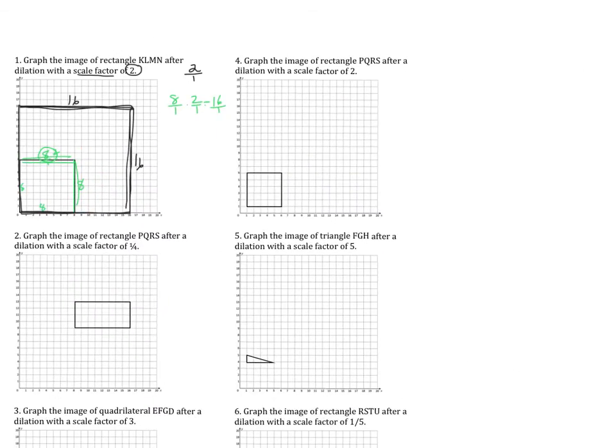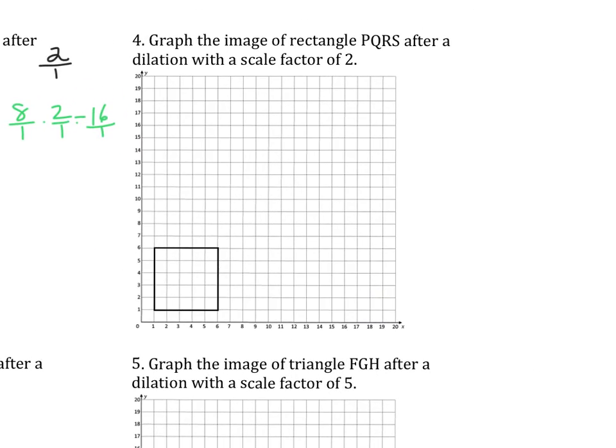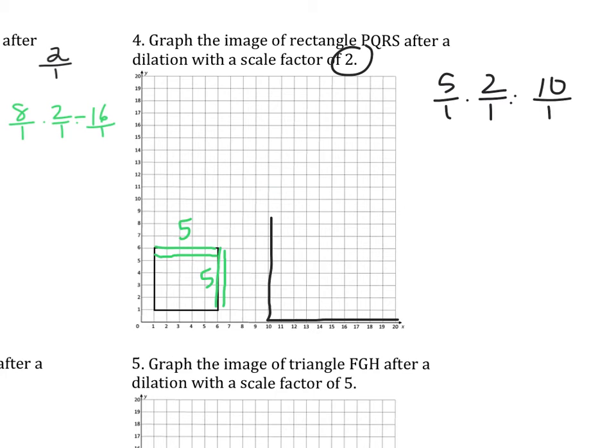All right, let's look at the next one. This one has a scale factor of 2. That means I'm going to multiply however long this side is and however long this side is by 2. Well, this is 1, 2, 3, 4, 5. This side is 1, 2, 3, 4, 5. So now I'm going to multiply that by 2. 5 over 1 times 2 over 1 is 10 over 1, which is 10. So basically I could start here and go 10 to 20, that's 10. And I could go up here to 10.